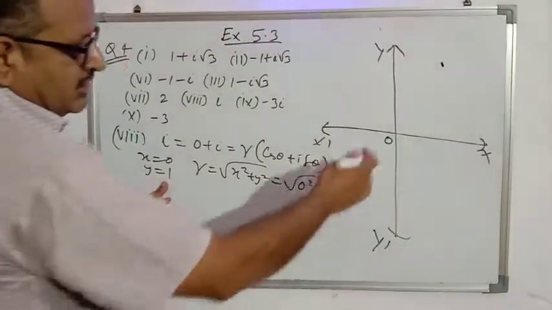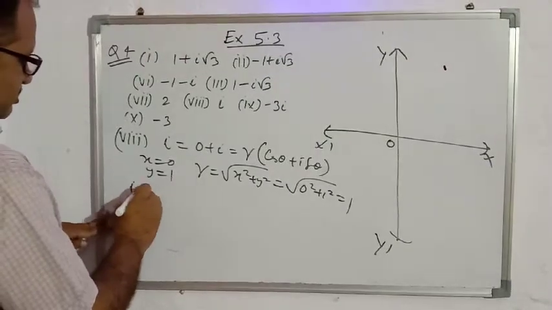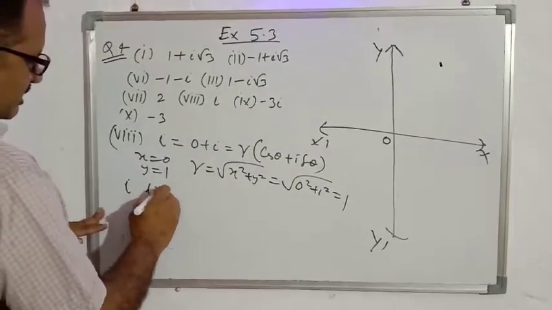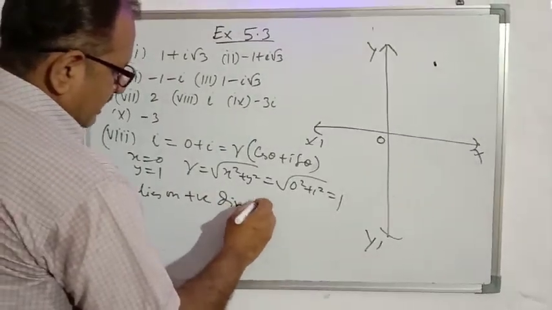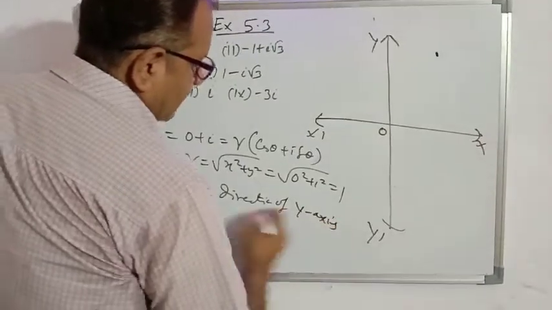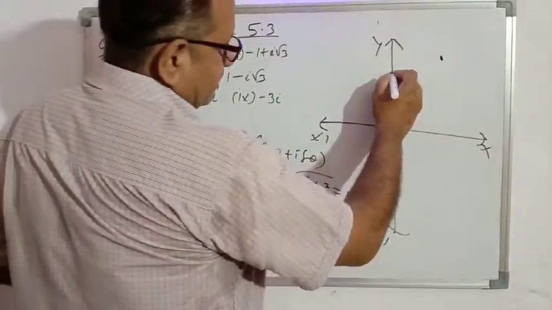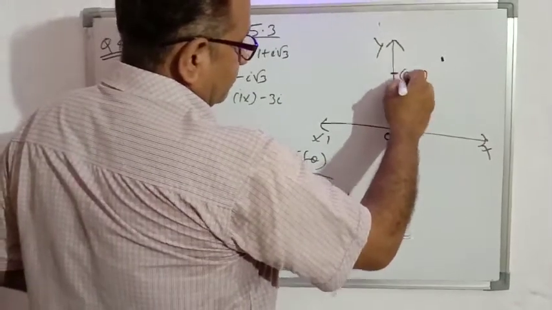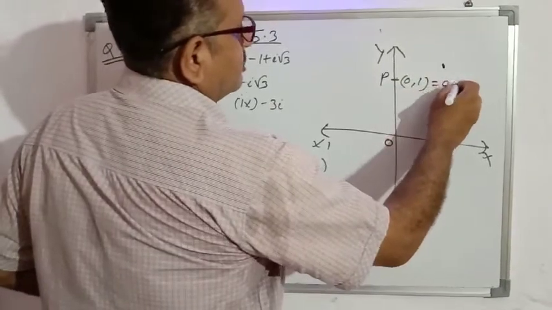Y is positive means it will lie on the positive direction of y axis. So I lies on the positive direction of y axis. 0 plus I means 0 comma 1. Corresponding point will be 0 comma 1. It will represent 0 plus I.